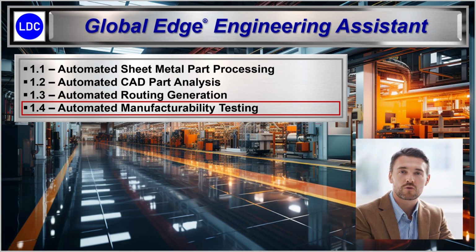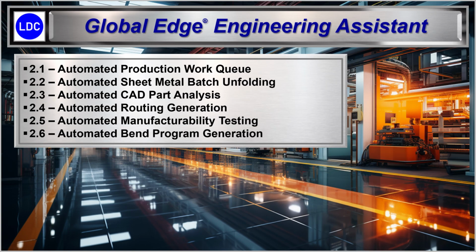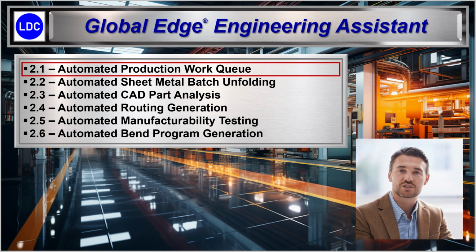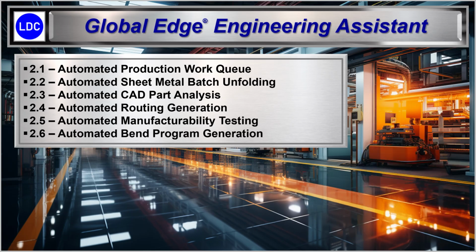Step 1.4 performs automated manufacturability testing, which compares CAD part parameters with the corresponding bend process to identify potential fabrication errors before the design is released from engineering. Step 2.1 starts with the automated production work queue, which processes daily orders that can either be manually selected or automatically downloaded from your ERP system. The work queue streamlines and automates labor-intensive tasks throughout the quoting, engineering, and manufacturing workflow.